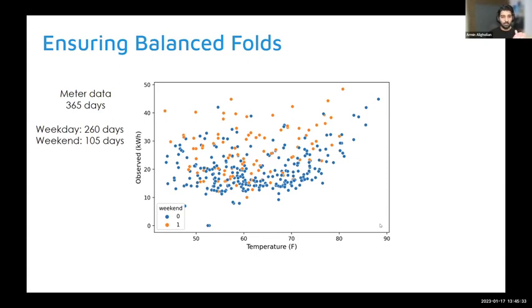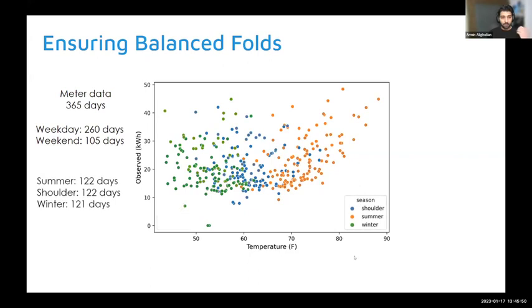As you can see, we have 260 days in the weekdays and 105 days as weekends. If you want to resample from the dataset, we want to consider these distinguished categories or segments in our dataset. And if you take a look at the seasonality inside of this meter dataset, it's pretty much obvious at the right side.